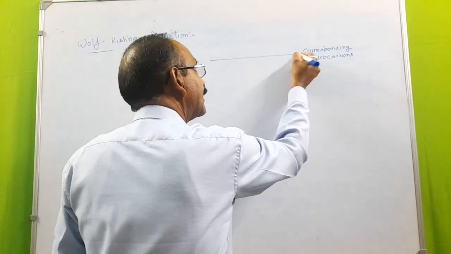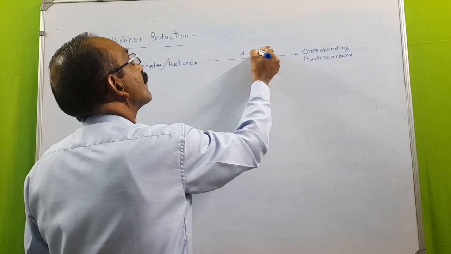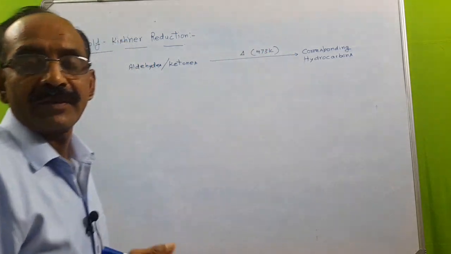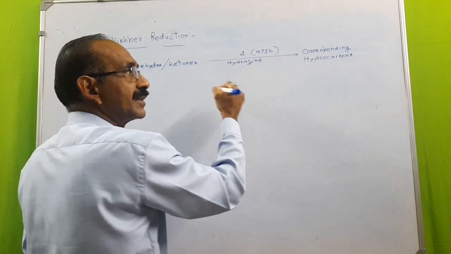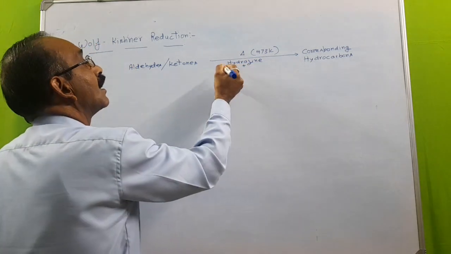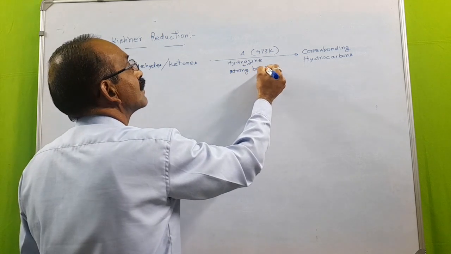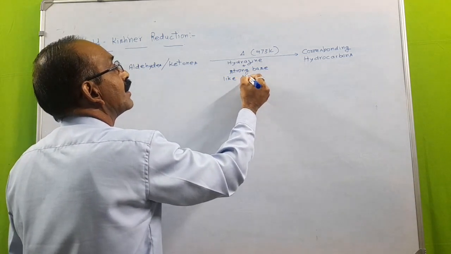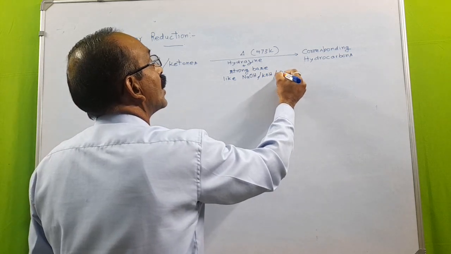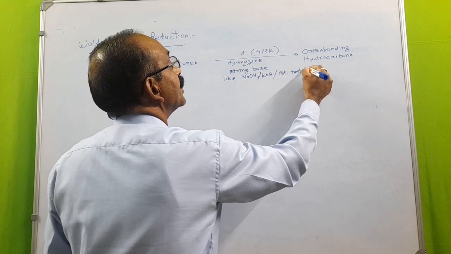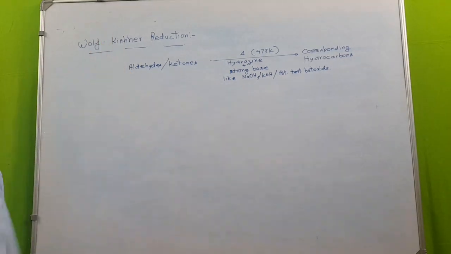When they are heated at approximately 200 degrees Celsius with hydrazine and a strong alkali or strong base, like we may take here NaOH, KOH, or potassium tertiary butoxide, this reaction is known as Wolff-Kishner reaction.